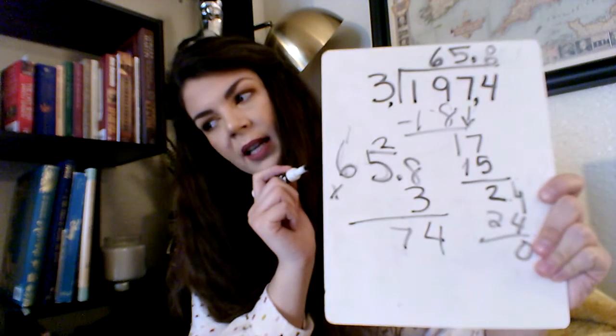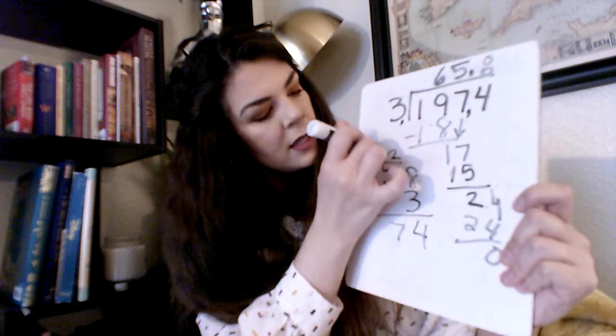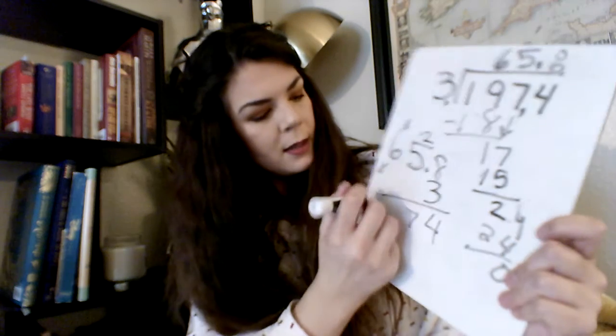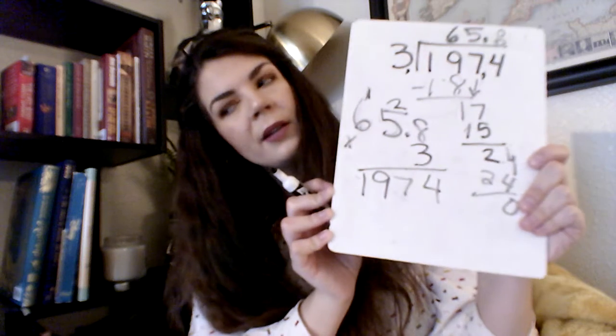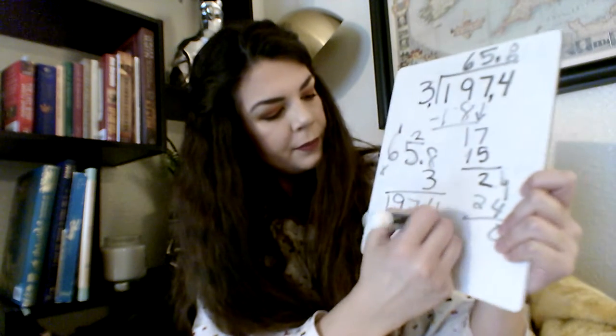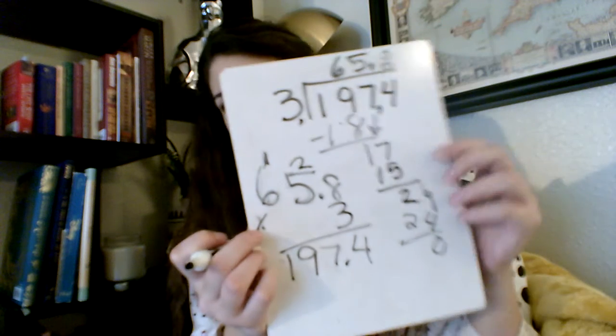6 times 3 is 18. Oh, there's a 1 there. It's just hard to see. There it is. 6 times 3 is 18, plus 1 more is 19. Okay? And how many times over was that going to move? Only 1. 197.4, there, 197.4. Our answer is correct.